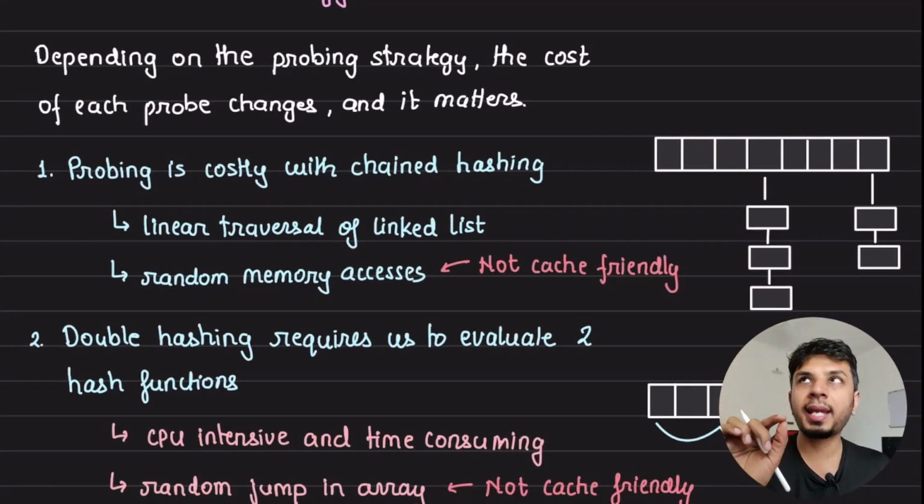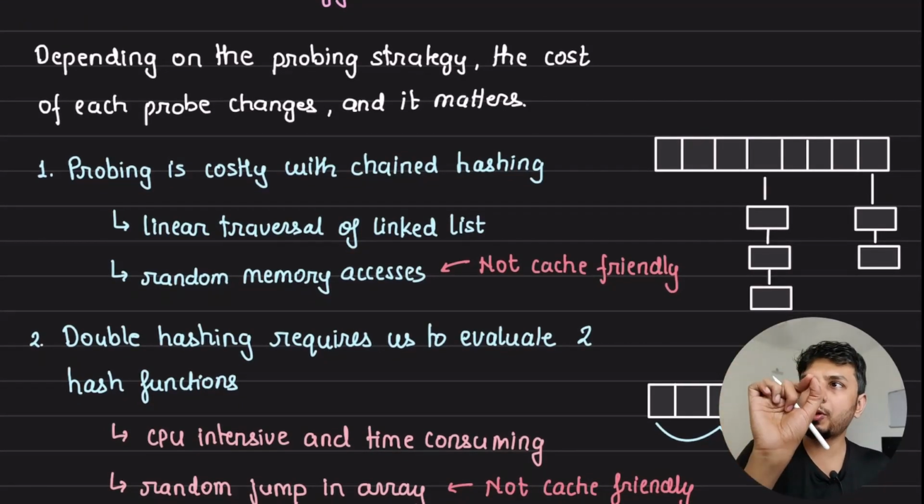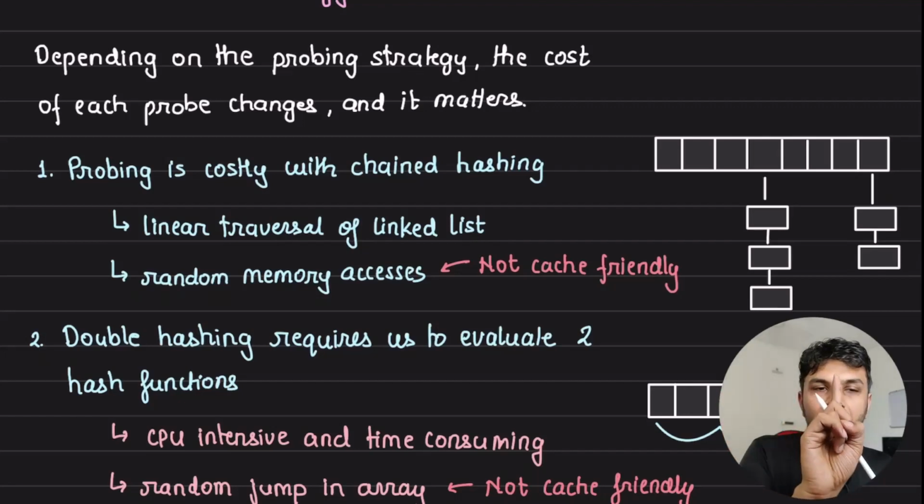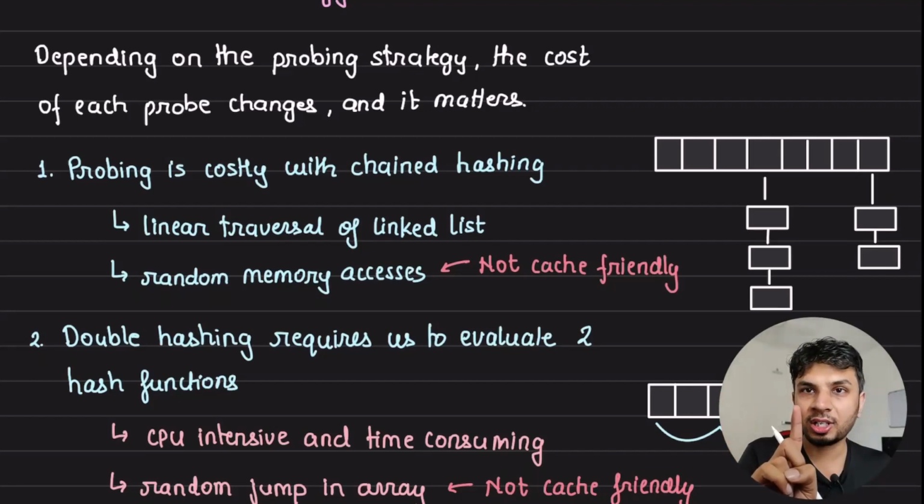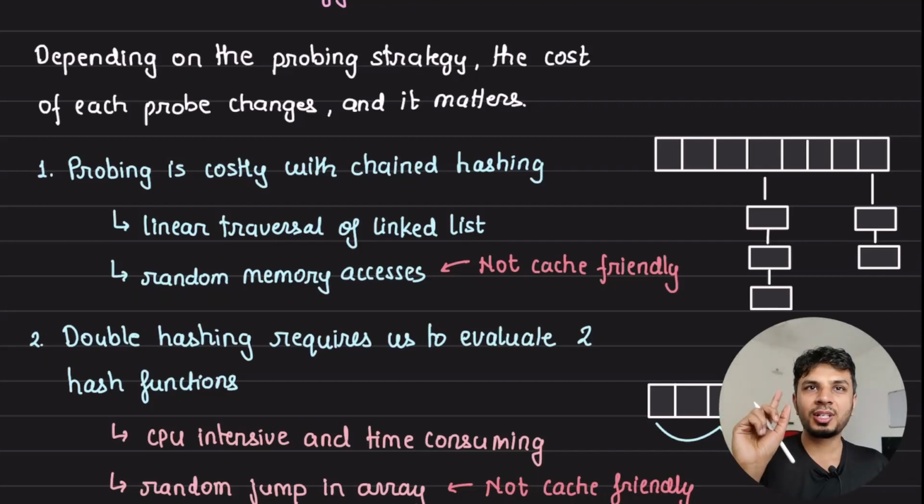When I say a single probe, so for example, how am I going from one place? With open addressing, what are you doing? If one slot is filled, you're finding the next slot, right? How costly is it for you to find the next slot? That is very important. So let's take a look.